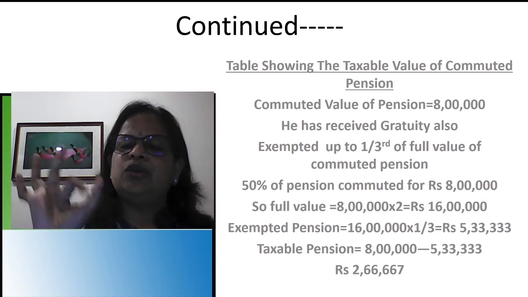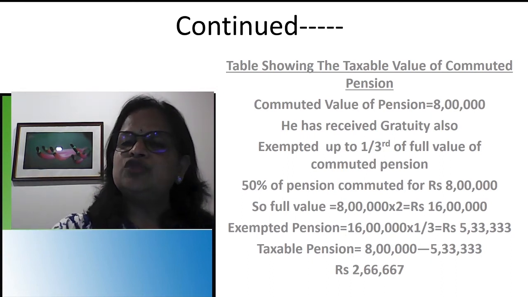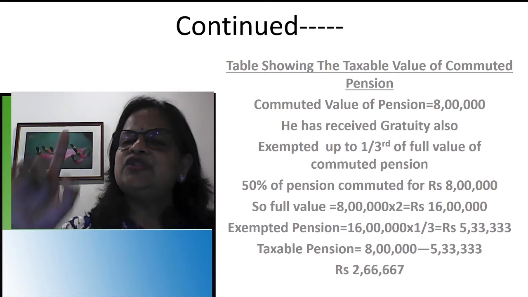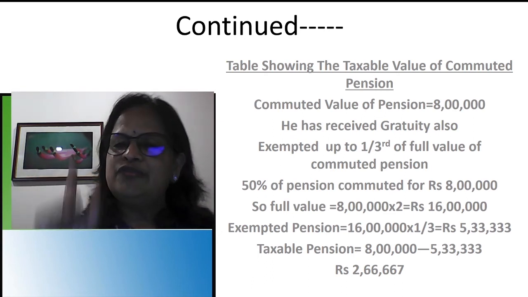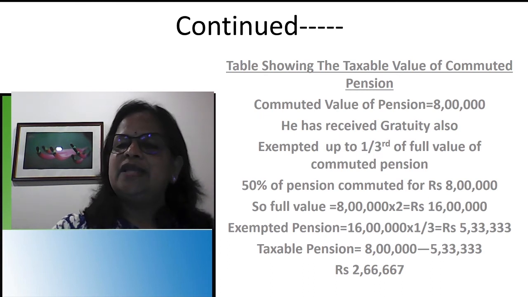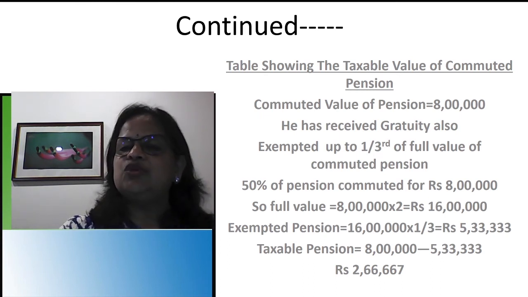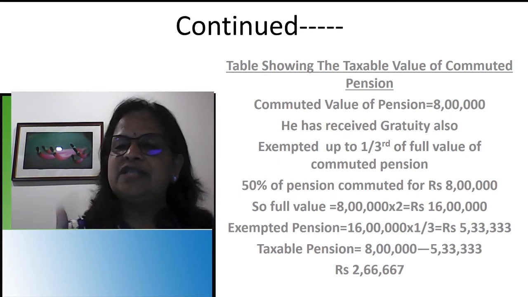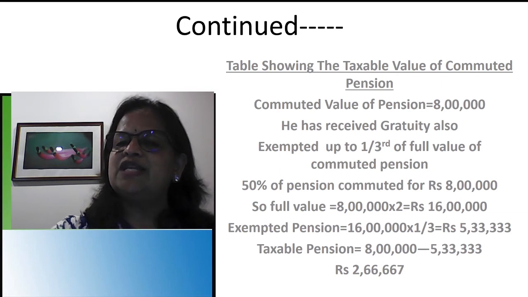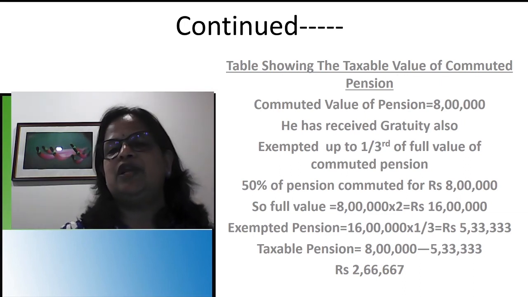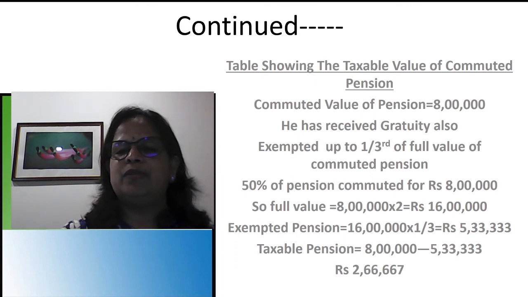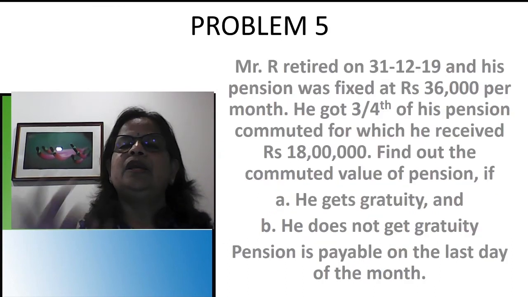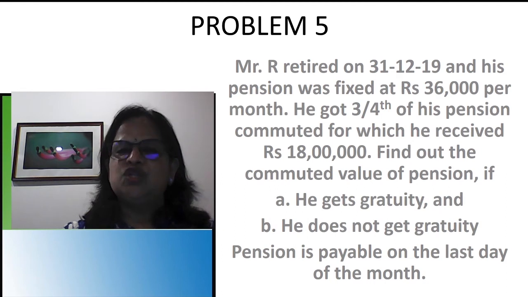Don't make a mistake. Usually students can make a mistake. They will reduce from 16 lakhs. 16 lakhs is your full pension. This employee got only 50%, that is only 8 lakhs. That is why we are reducing from 8 lakhs, 8 lakhs minus 5,33,333. Please remember it's not 16 lakhs. 16 lakhs we have calculated for computing the exempted value. So this also you have to remember. So the taxable pension will be 2,66,667.